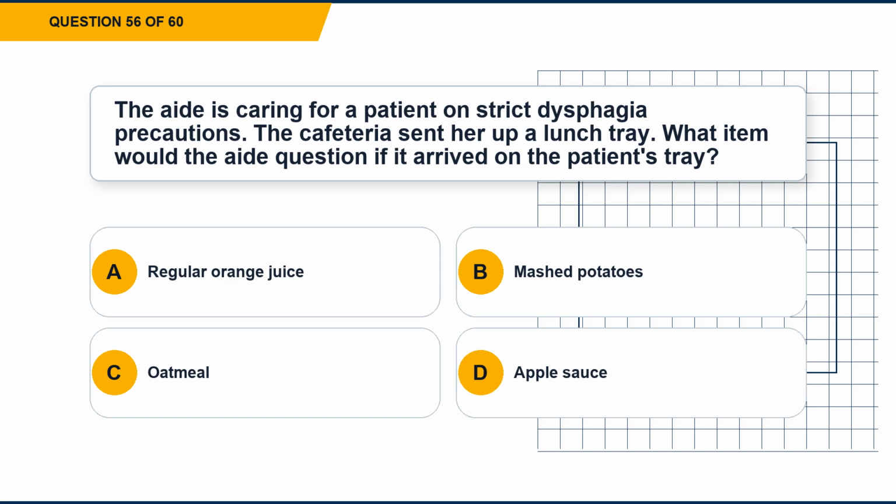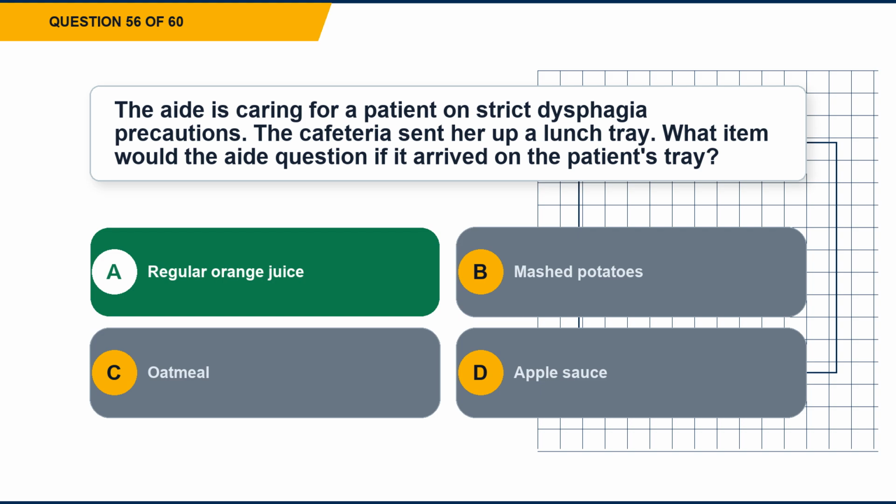Question 56. The aide is caring for a patient on strict dysphagia precautions. The cafeteria sent her up a lunch tray. What item would the aide question if it arrived on the patient's tray? Option A, regular orange juice. Option B, mashed potatoes. Option C, oatmeal. Option D, applesauce. The correct answer is option A, regular orange juice.